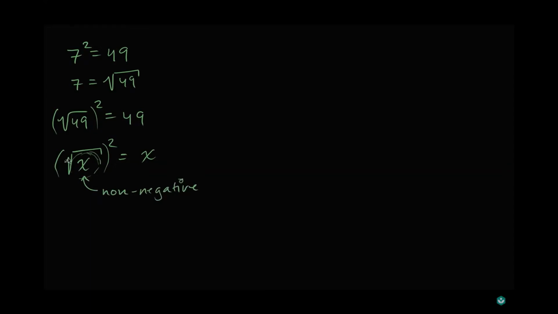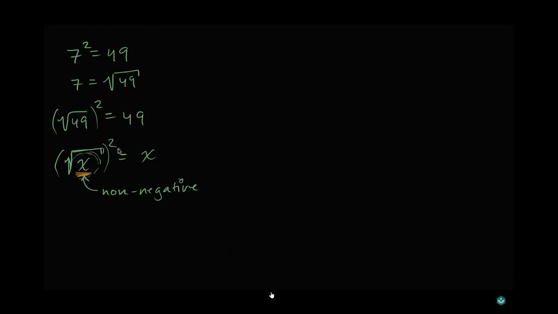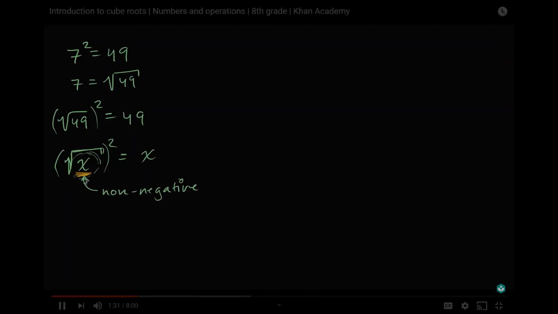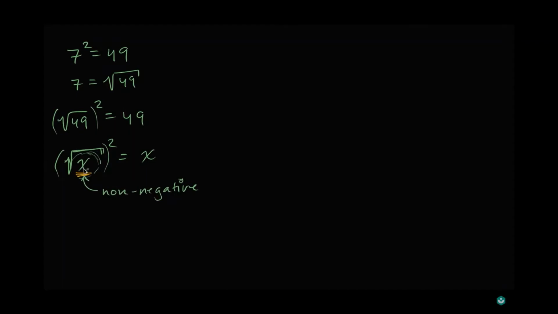But typically, for the principal square root, we assume that whatever's under the radical is going to be non-negative. Because it's hard to square a number, at least the numbers that we know about, and get a negative number. So for this thing to be defined, for it to make sense, it's typical to say that, okay, we need to put a non-negative number in here. But anyway, the focus of this video is not on the square root.